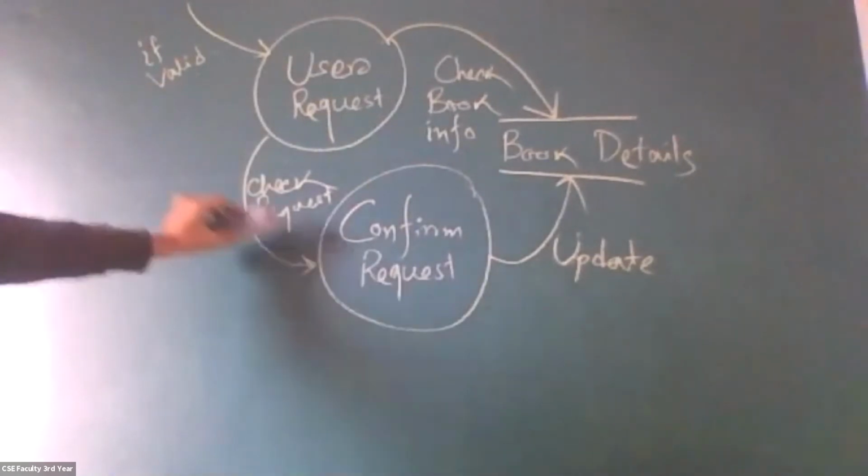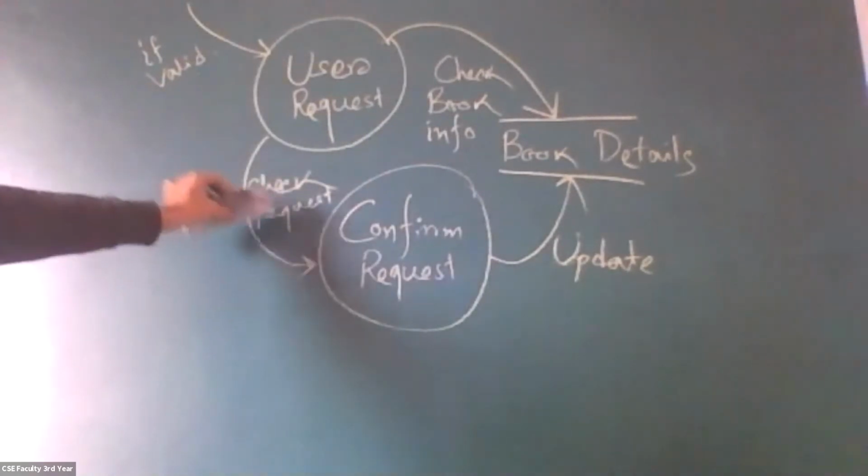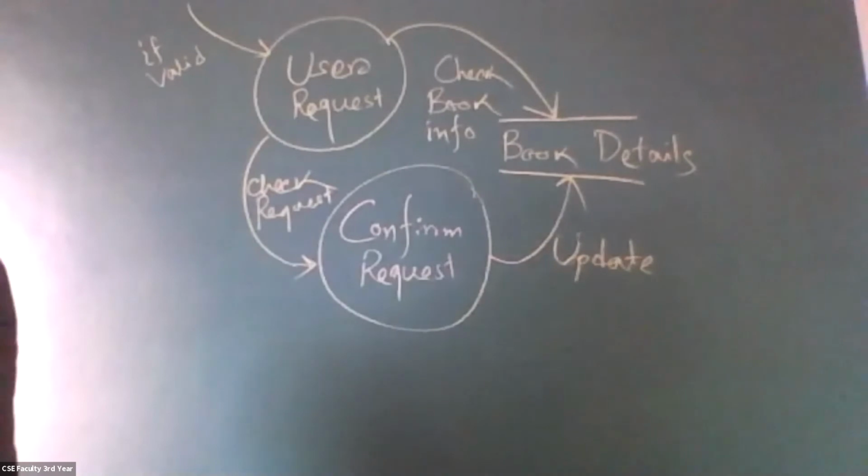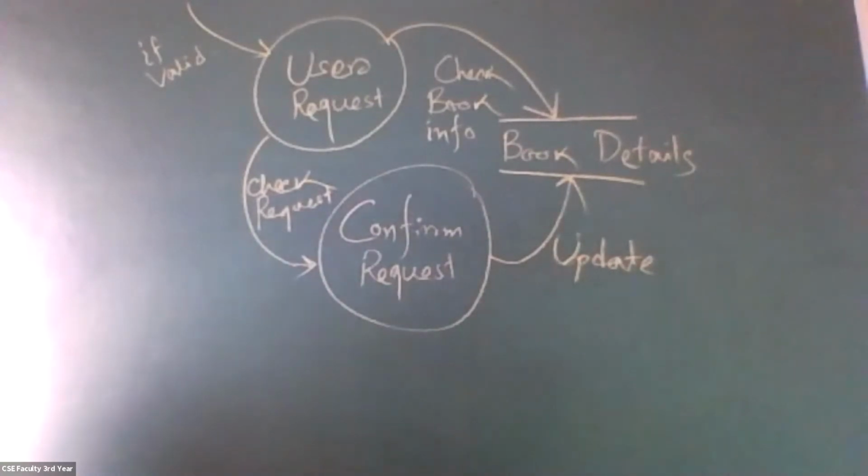And from user request to confirm request, the data flow we can label as check request, right? Is it clear? Is that clear? Yes, sir.